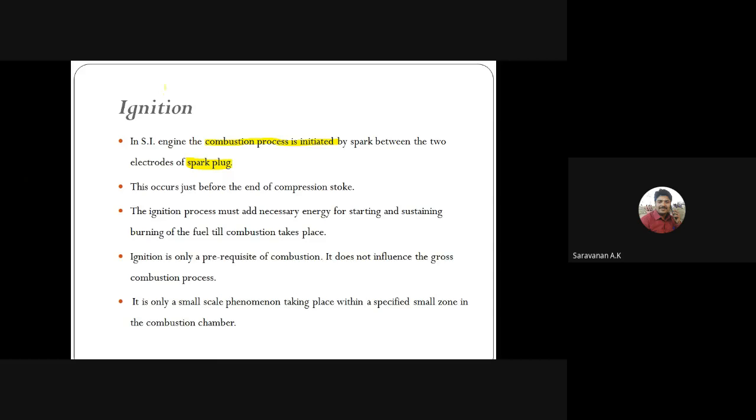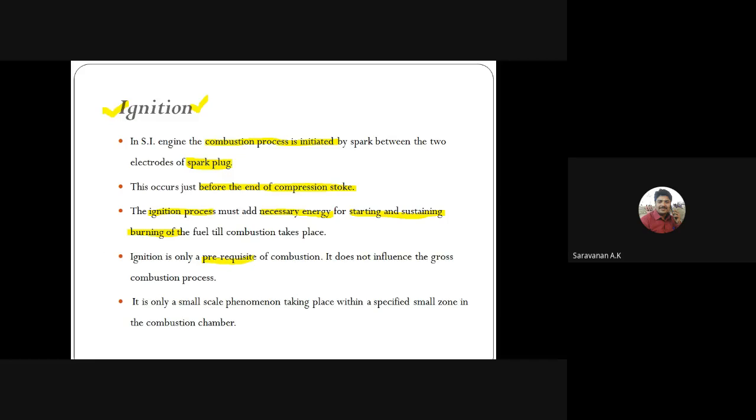The ignition must be supplied before the end of the compression stroke. We have to start the ignition process, and then the air fuel mixture gets burning. The ignition process provides the energy that is a must for starting and sustaining the burning of the air fuel mixture. So it is the prerequisite for the combustion process.